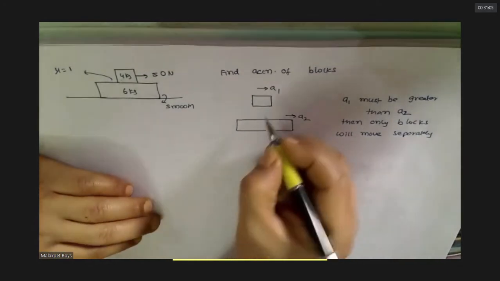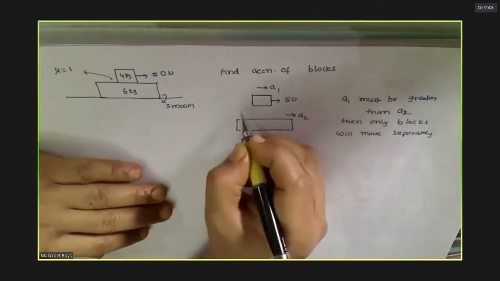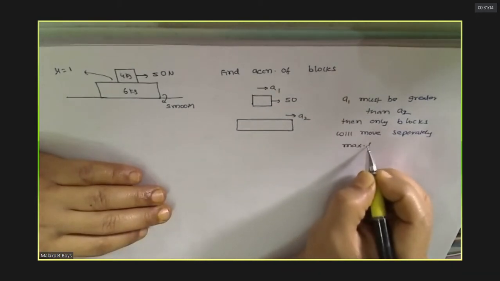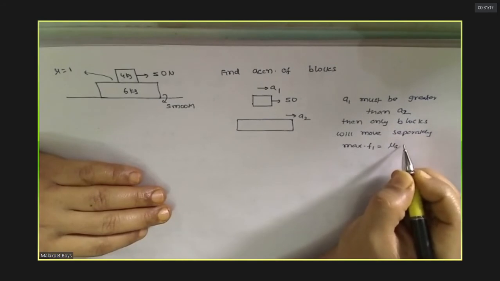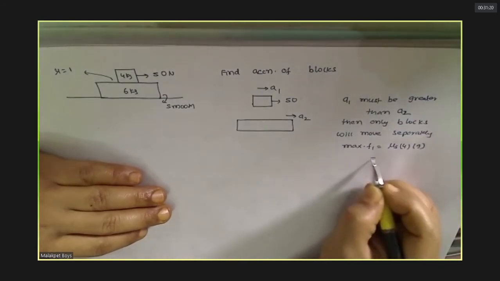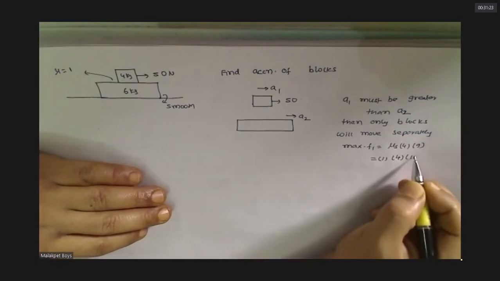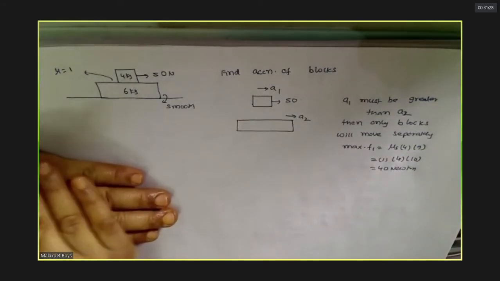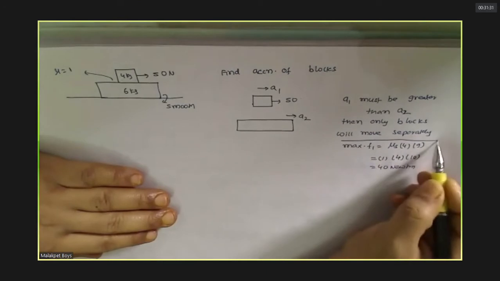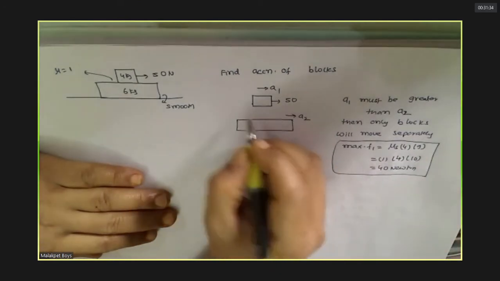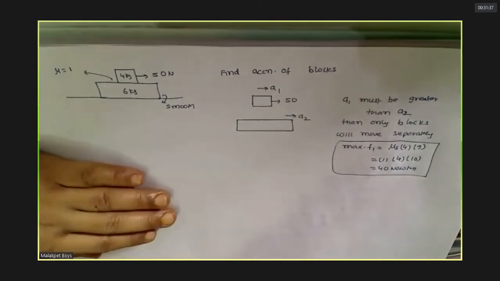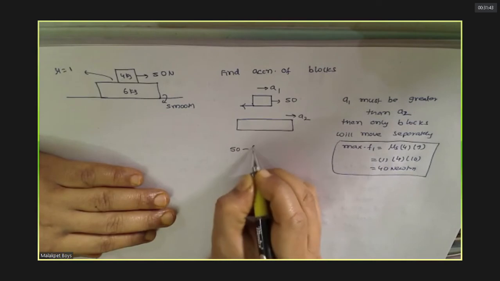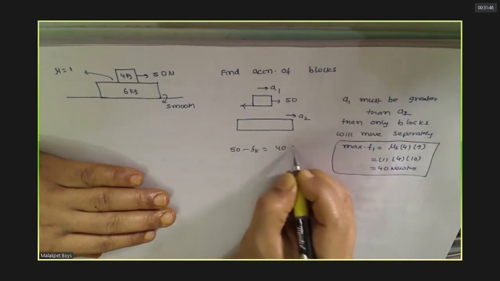Now we'll draw the free body diagrams of this. This is 50, and you can see that maximum friction is mu s mg. I think by this time you should be understanding how to write free body diagrams. Yes, that is 40 newtons. Now let us see, after finding the limiting friction, draw this free body diagram. Kinetic friction is also the same now. 50 minus Fk is 4 A1.